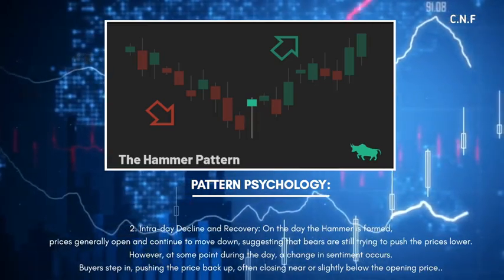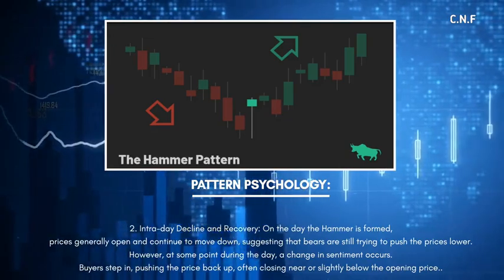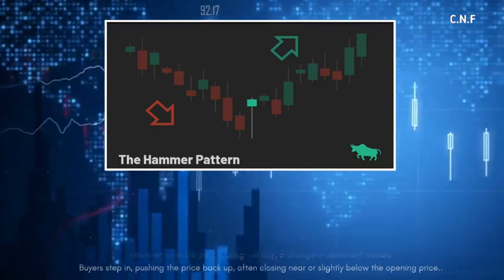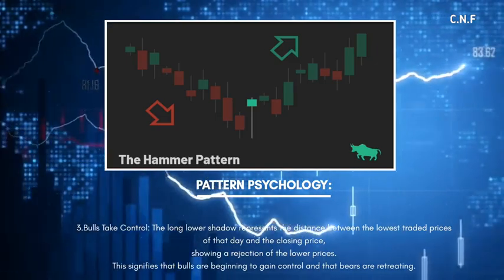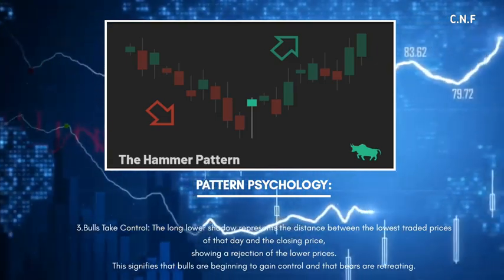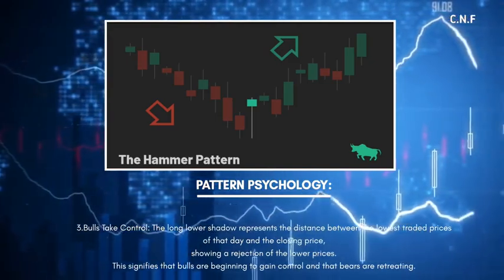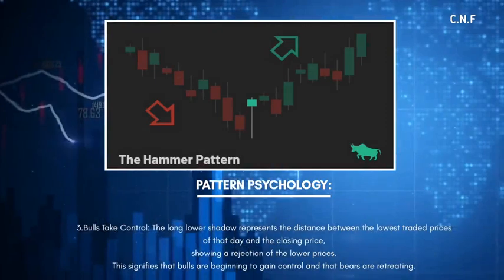However, at some point during the day, a change in sentiment occurs. Buyers step in, pushing the price back up, often closing near or slightly below the opening price. Bulls take control. The long lower shadow represents the distance between the lowest traded price of that day and the closing price, showing a rejection of the lower prices. This signifies that bulls are beginning to gain control and that bears are retreating.